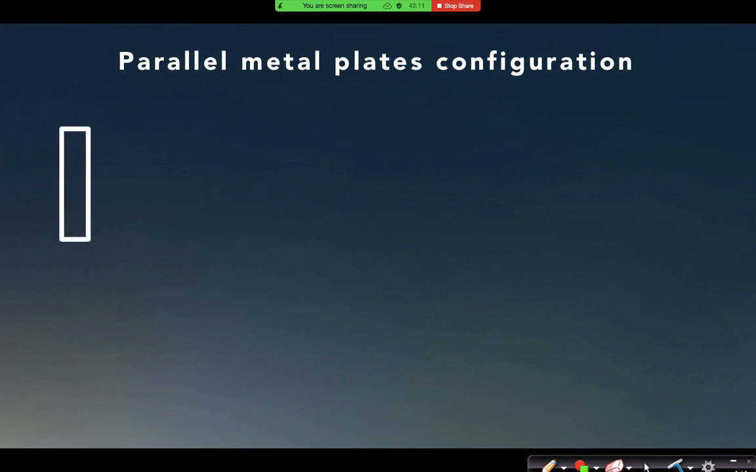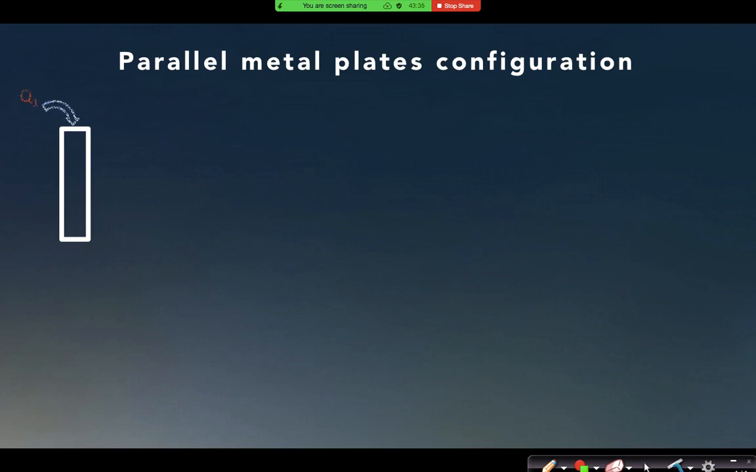Suppose this is a metal plate. We will always assume the plates to be infinite. When can we assume a plate to be infinite? When we are very close to it. When we are very close to the surface of the plate, we can assume the plate to be infinite.